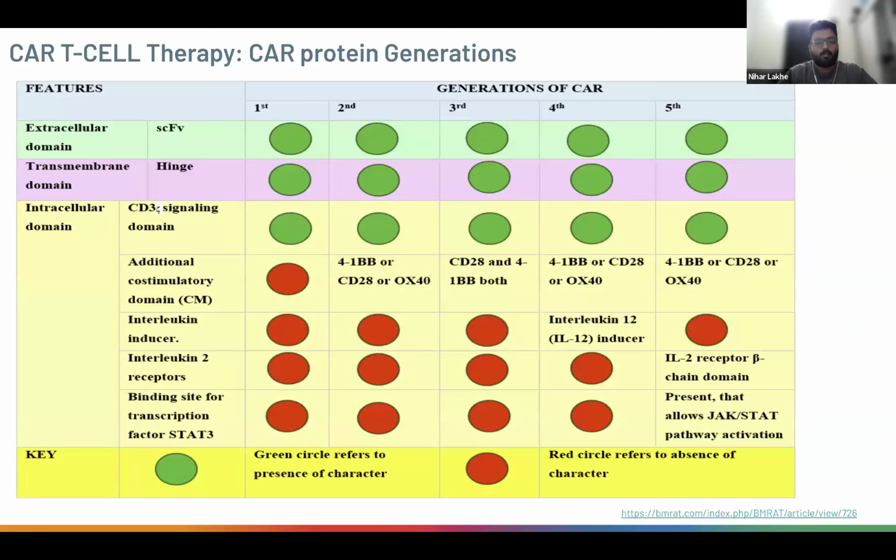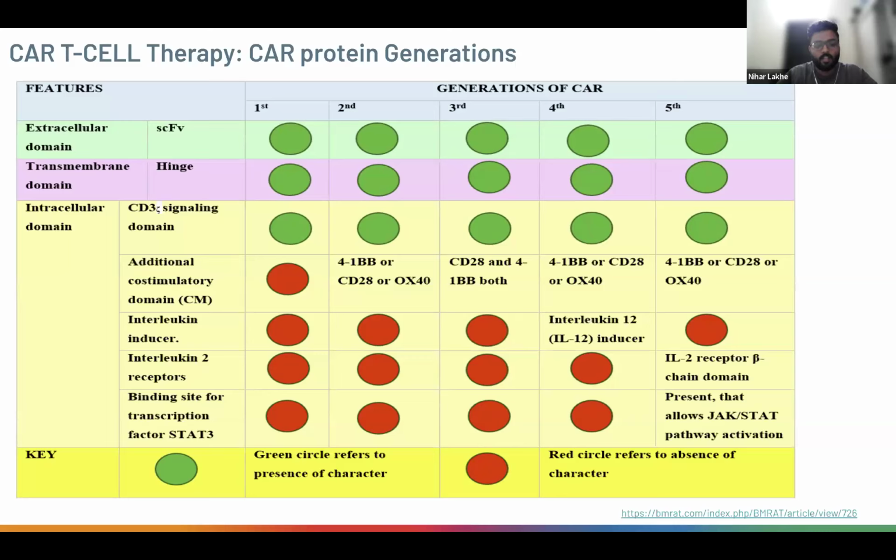Now we'll briefly talk about different CAR protein generations. As you can see in the figure, the green circle refers to the presence of a character and the red circle refers to the absence of a character. As I mentioned above, we have different generations of CAR protein, 1 to 5, and all these generations have similar extracellular domain and transmembrane domain. The difference lies in the intracellular domain. However, the CD3 signaling domain is common between all the 5 generations. In first generation, we see that it only has a CD3 signaling domain. Thus, the first generation could only help in activating the T cells.